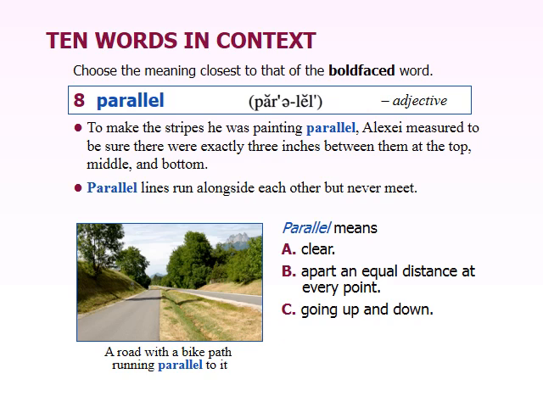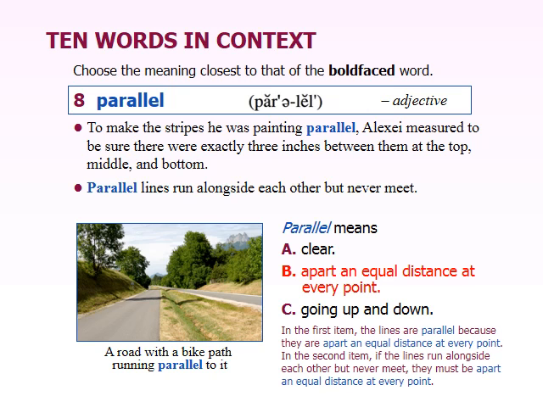Parallel, and this is an adjective. To make the stripes he was painting parallel, Alexei measured to be sure there were exactly 3 inches between them at the top, middle, and bottom. Parallel lines run alongside each other but never meet. And so parallel means apart at equal distance at every point. So on page 107, it's number 3, the same distance apart at every point.